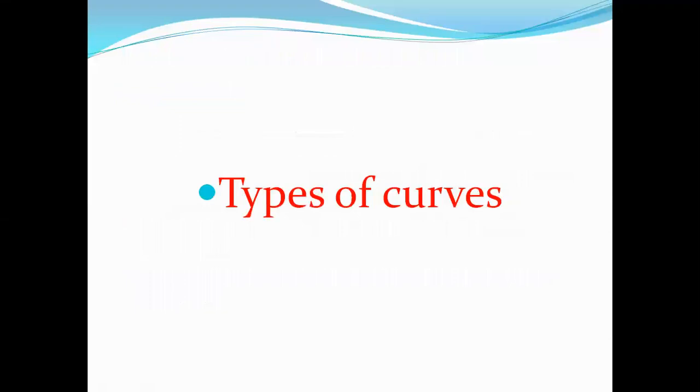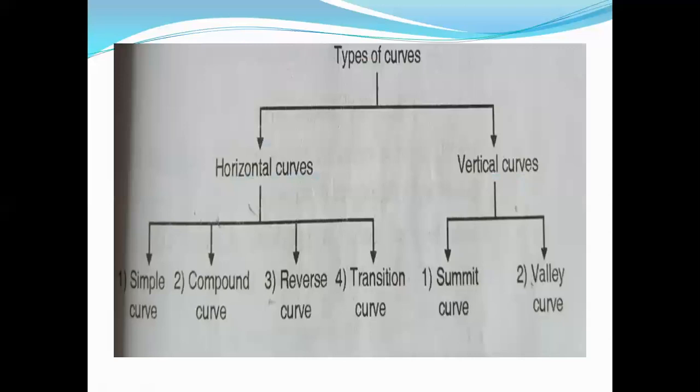Then we had discussed the types of curves. There are two main types of curves, that is horizontal curves and vertical curves. The horizontal curves are classified into four categories: first is a simple curve, second is a compound curve, third is a reverse curve, and fourth is a transition curve. The second type of curve is vertical curves, and the vertical curves are classified into two types, that is summit curves and valley curves.